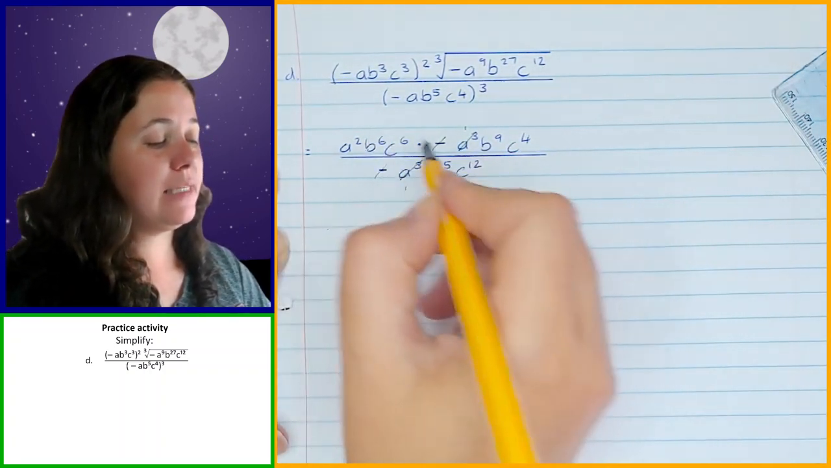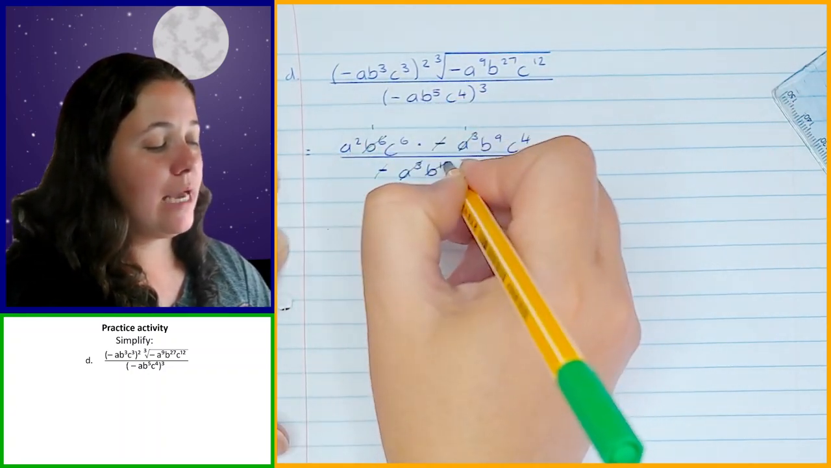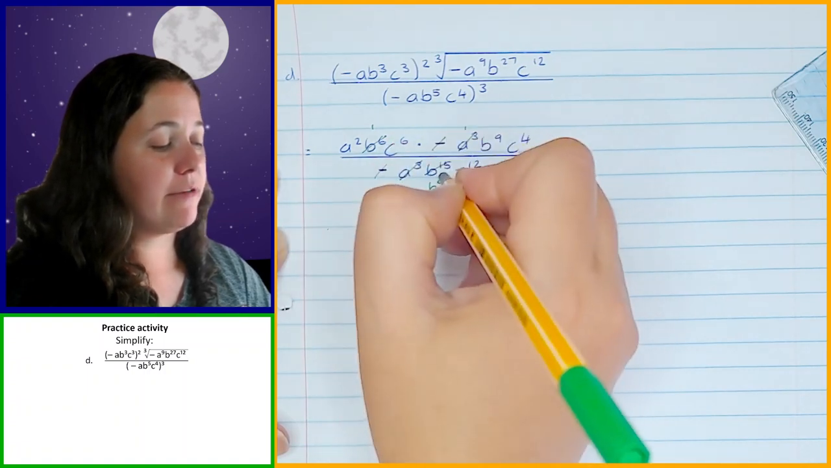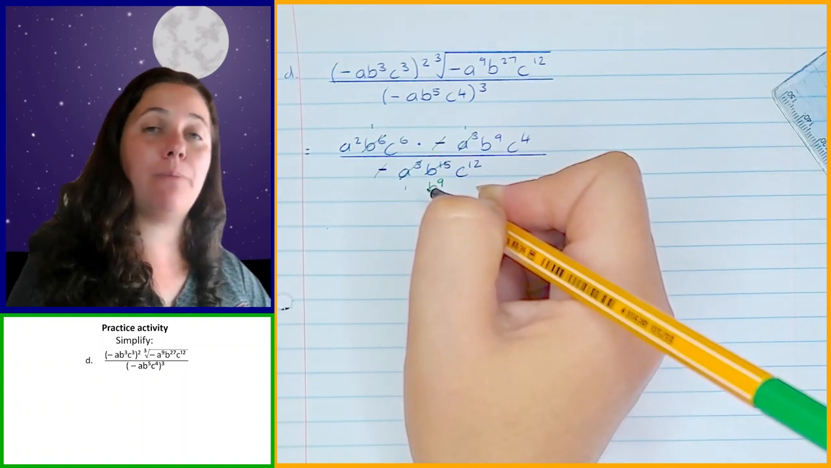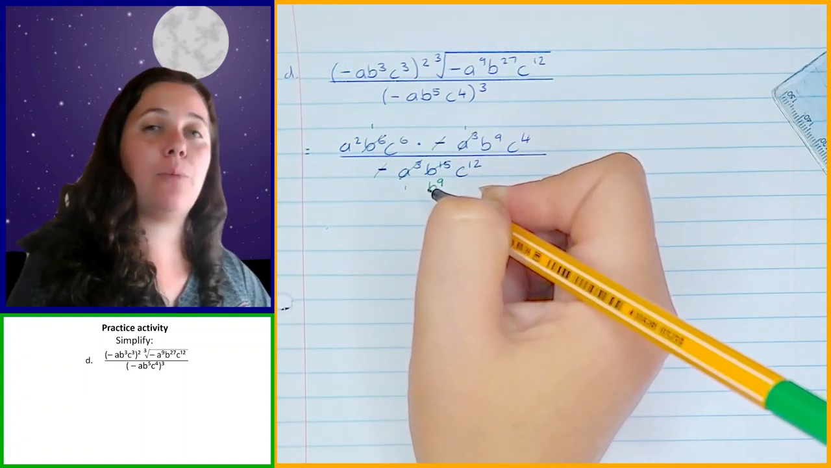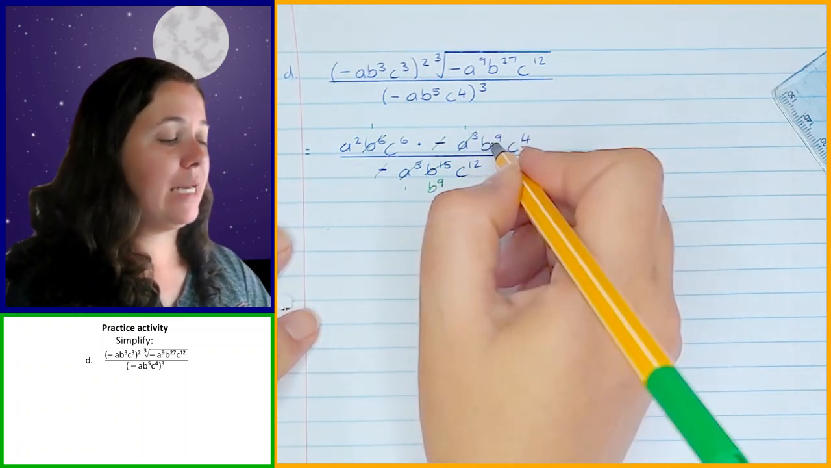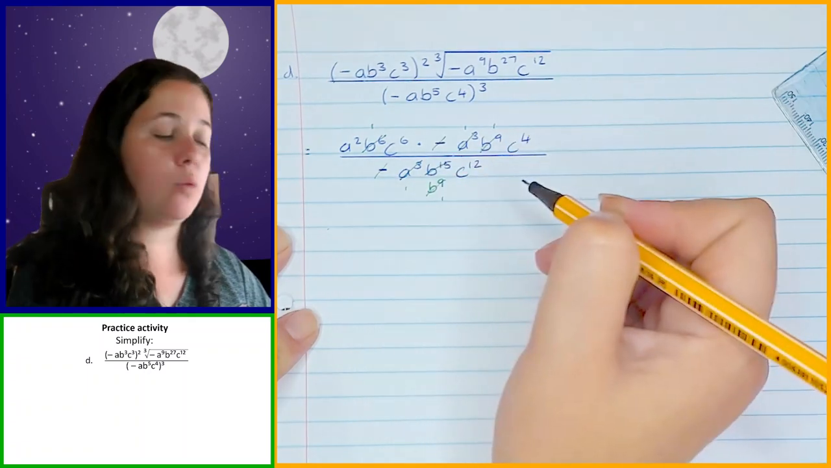So I've got b to the power of 6 and b to the power of 15. That gives me 1, and that gives me b to the power of 9. 15 minus 6 gives me 9, so b to the power of 9. And remember, when you have a higher exponent at the bottom, that is where you're going to end up with your leftover b's in this case. Then I've got b to the power of 9 and b to the power of 9. Now those are going to cancel each other out completely, giving me 1 and 1.